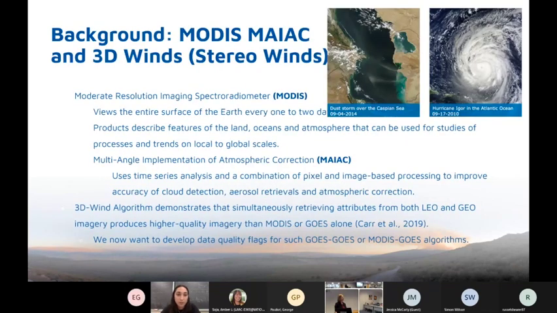So with MODIS, on the other hand, the tool I'll be focusing on is the multi-angle implementation of atmospheric correction, which basically just improves the accuracy of MODIS observations. So as Mariel mentioned previously, the 3D wind algorithm demonstrates that using both GOES and MODIS observations simultaneously returns much higher quality images than the satellites alone. So my project will be focused on developing data quality flags for these combination algorithms.